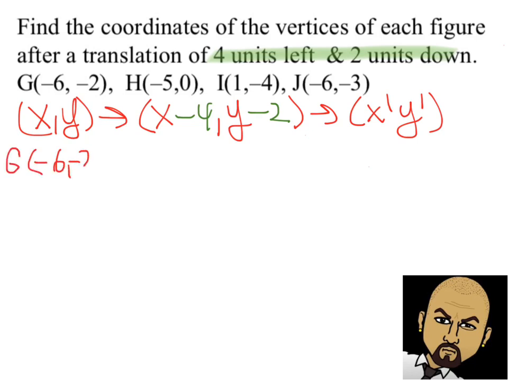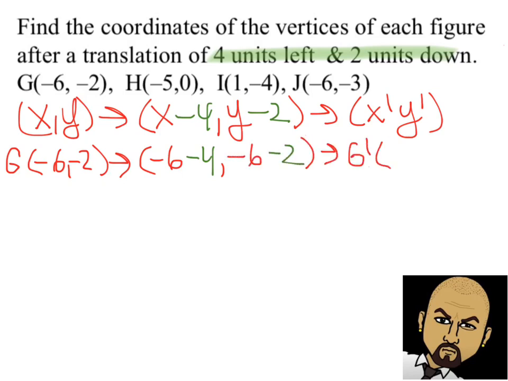So let's go ahead and do the vertex G. Start off with the ordered pair G, negative 6, negative 2. We're going to take the X value, which is negative 6, and we're going to subtract 4 from it because we're going 4 units left. We're going to take the Y value, which is negative 2, and subtract 2. We're going to go ahead and simplify negative 6 minus 4, which is negative 10. And again, another mistake. We should end up with the ordered pair negative 10, negative 4.